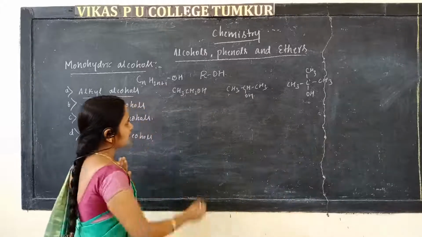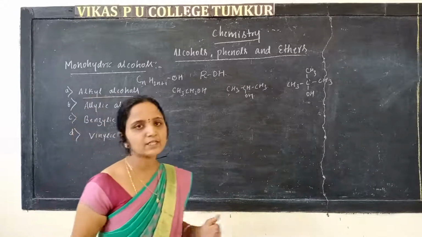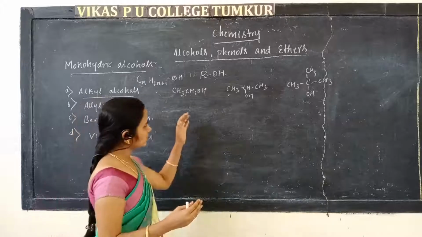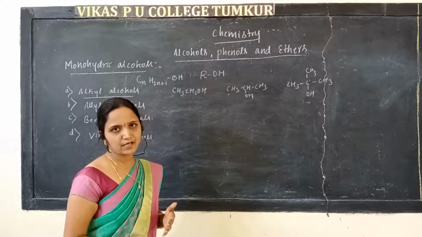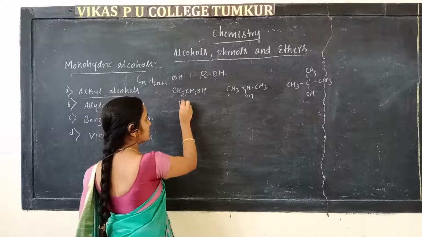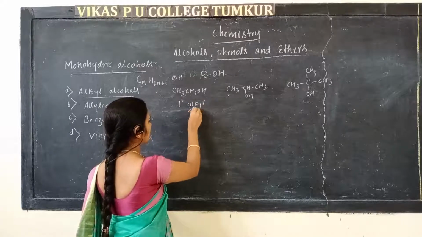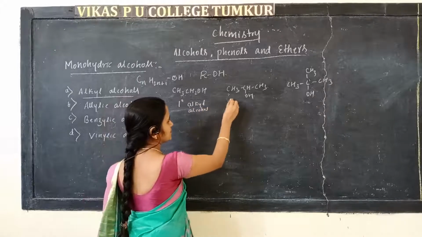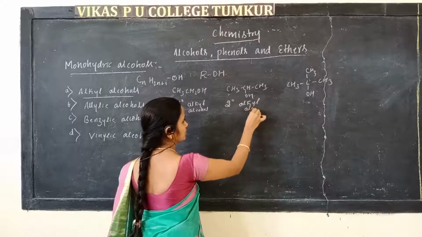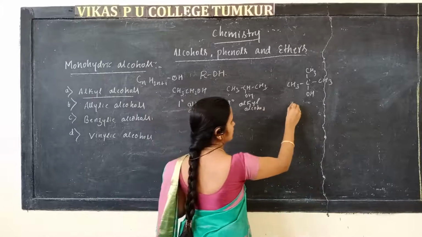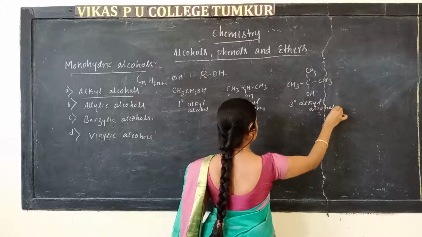Again, these alkyl alcohols are classified into three types, based on whether the OH group is attached to a primary carbon atom, secondary carbon atom, or tertiary carbon atom. Here this we call a primary alkyl alcohol, this a secondary alkyl alcohol, and this a tertiary alkyl alcohol. Why do we call them primary, secondary, tertiary?